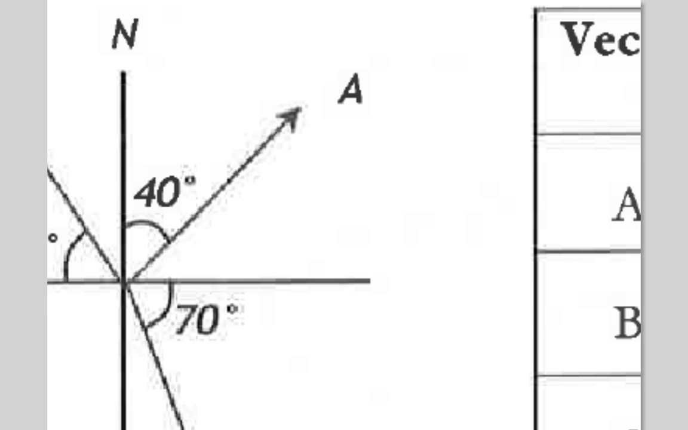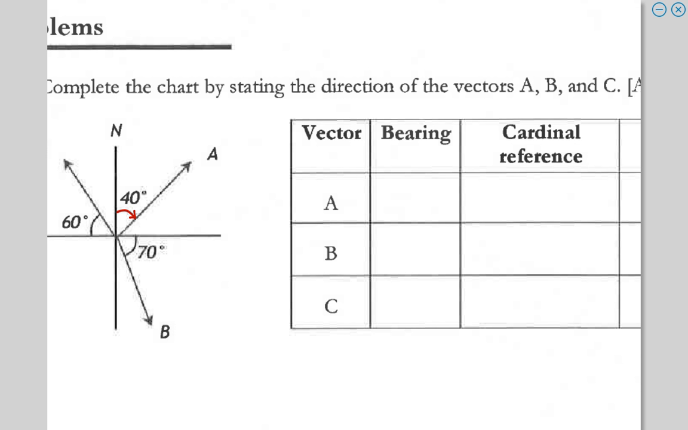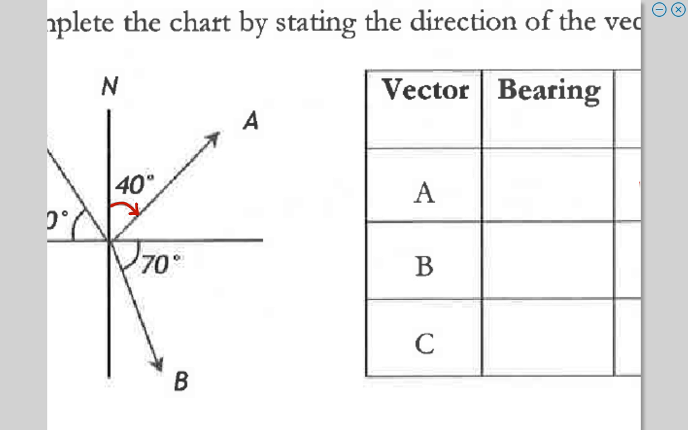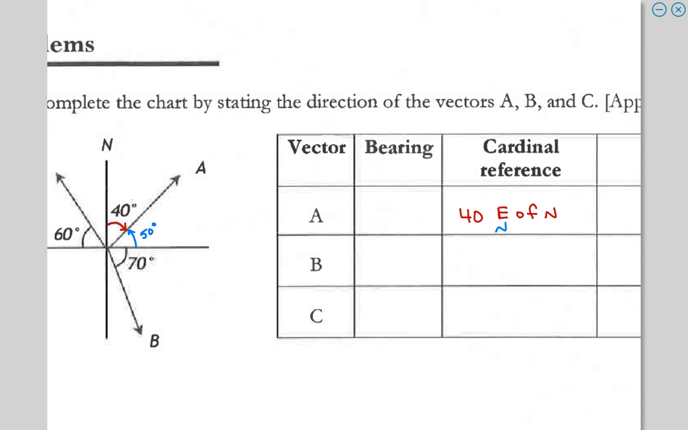This 40 degrees, right here, it is what compared to north? East of north. Okay, so 40 degrees east of north. Is there another way you could have talked about that vector? That same vector, could you have gone this way? 50 degrees what? North of east, 50.